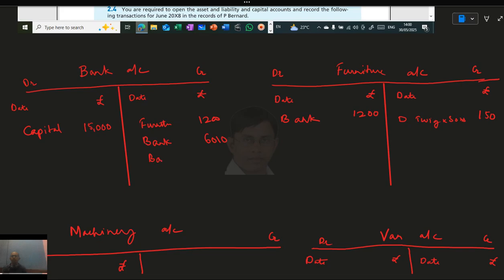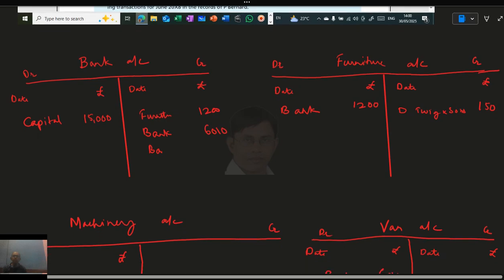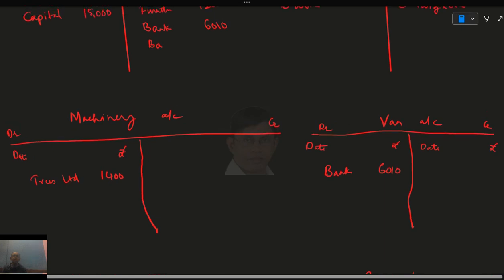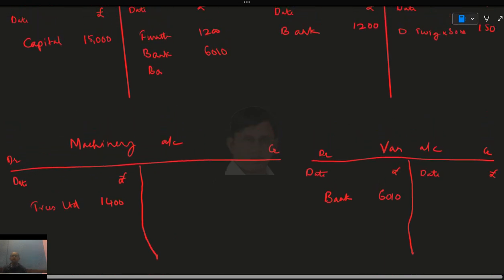So the bank account will not come here. So 6010, maybe 6010. 6010 is because of machinery, right? Machinery or van. So here we have to write van. Okay. So remember, the bank account will not come. Van.